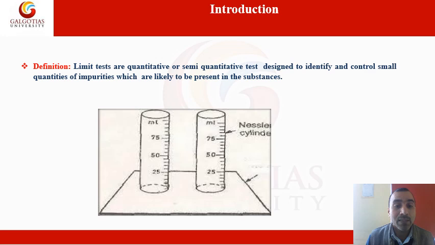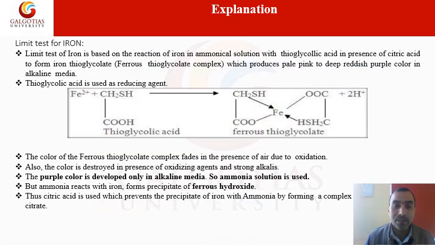What is the limit test here? It is a quantitative or semi-quantitative test designed to identify and control small quantities of impurities which are likely to be present in a substance. All limit tests should be performed in a Nessler cylinder, which is available in 25 ml and 50 ml sizes. The limit test for iron can be performed only with a Nessler cylinder.